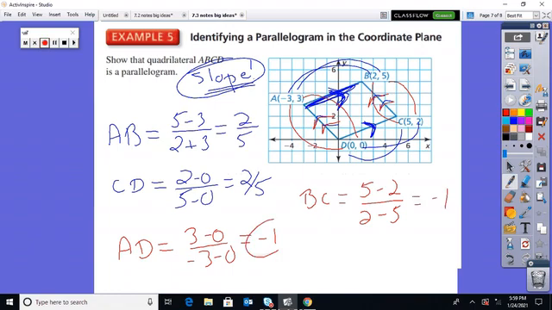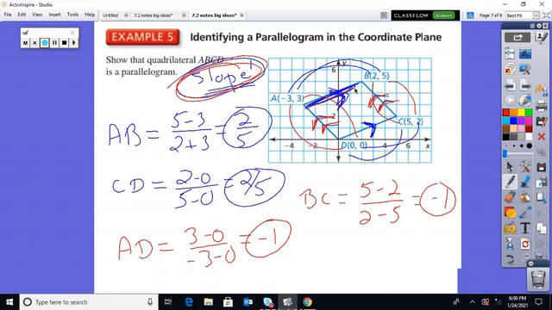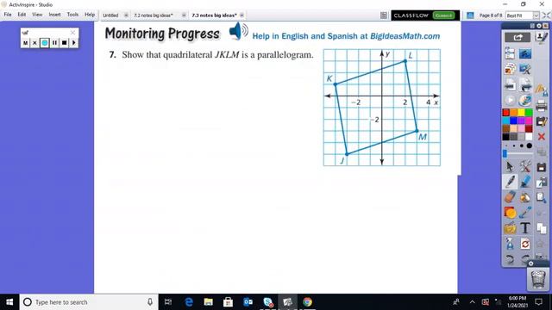So since those are the same and those were the same, you've got yourself a p-gram. So this is a show-me using slope, or like I said, you could do distance. Check the opposite sides are congruent using the distance formula. That would work as well. All right, pause the video here, try this last one, see what you guys come up with.